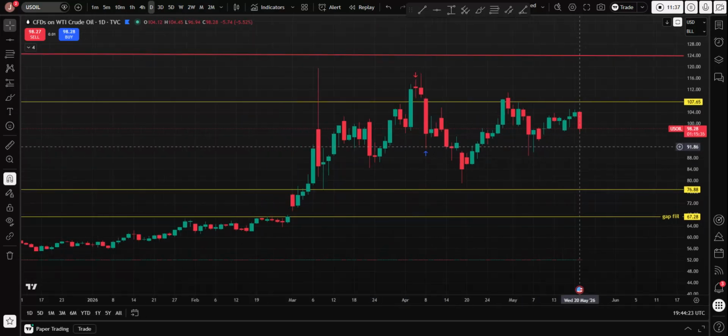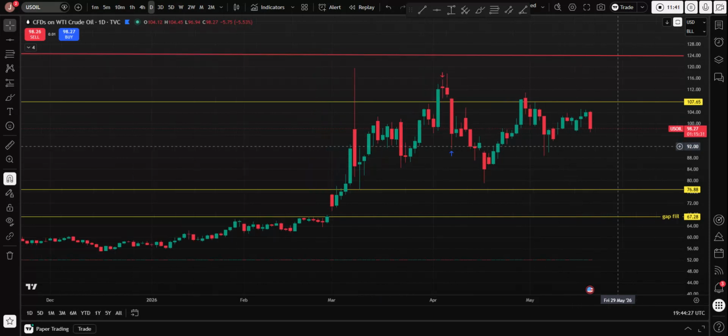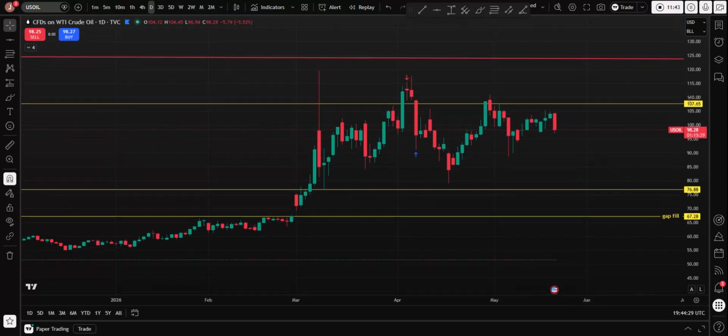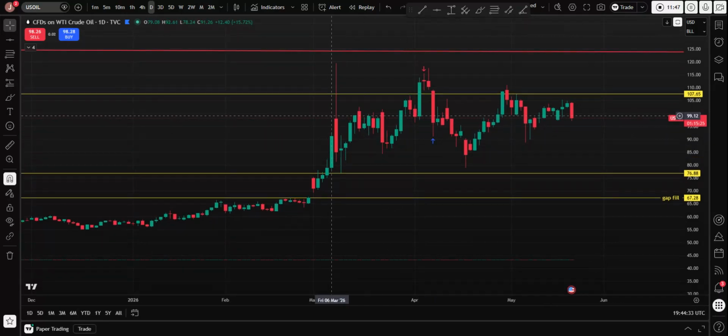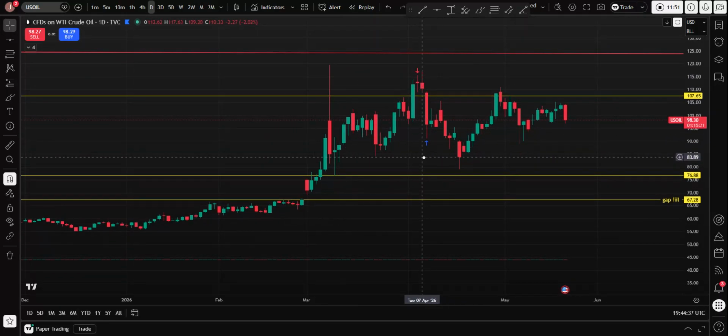But in the shorter time frame, before I get to any of that, let's look and read the chart. So the chart, we have a massive topping tail. Usually you get these at the top of rallies or at the top of a market.